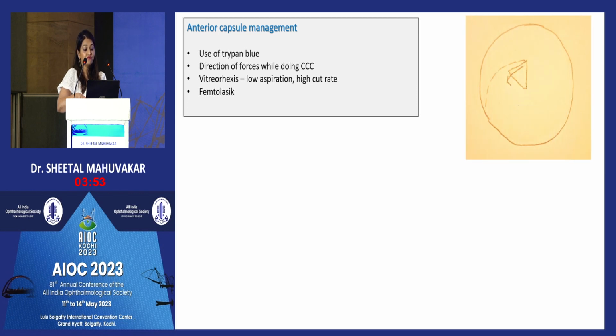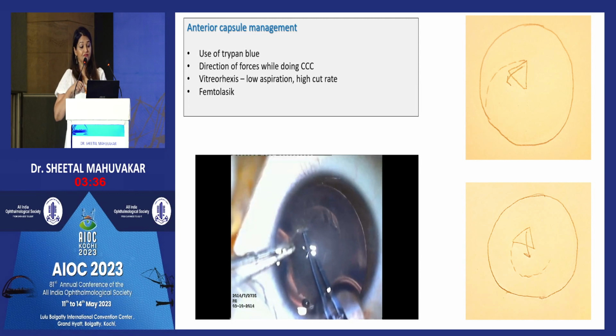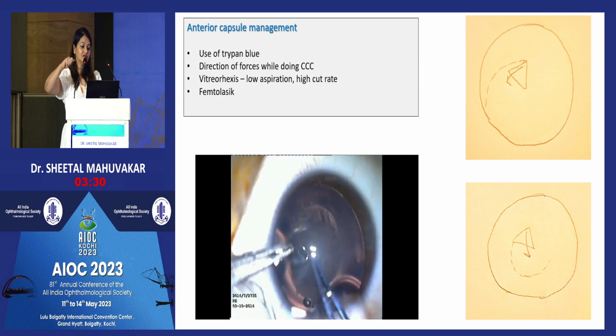Now, the direction of forces is very, very important while doing CCC, unlike adult cataract, where if this is a CCC flap, what I have drawn, and if you apply tangential force, your rhexis is going to go out. So what we generally do in pediatric cataract, because it is very highly elastic, is your force should be centripetal, so you have to actually pull the flap towards the center, so that you will get a desired amount of rhexis. Always plan a smaller rhexis than what you wanted, and you will get the desired one.